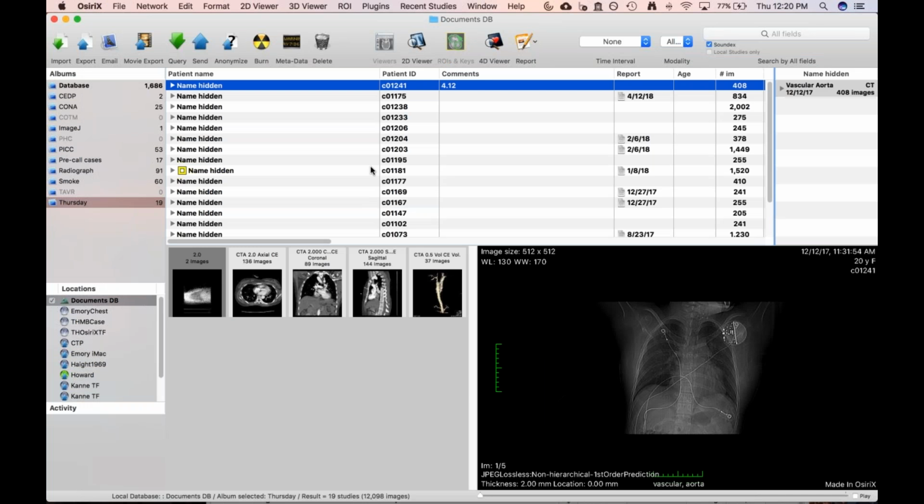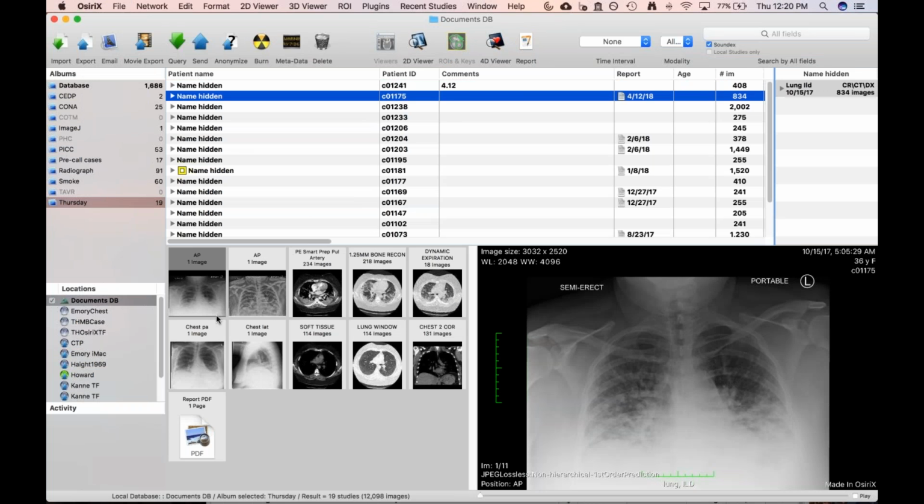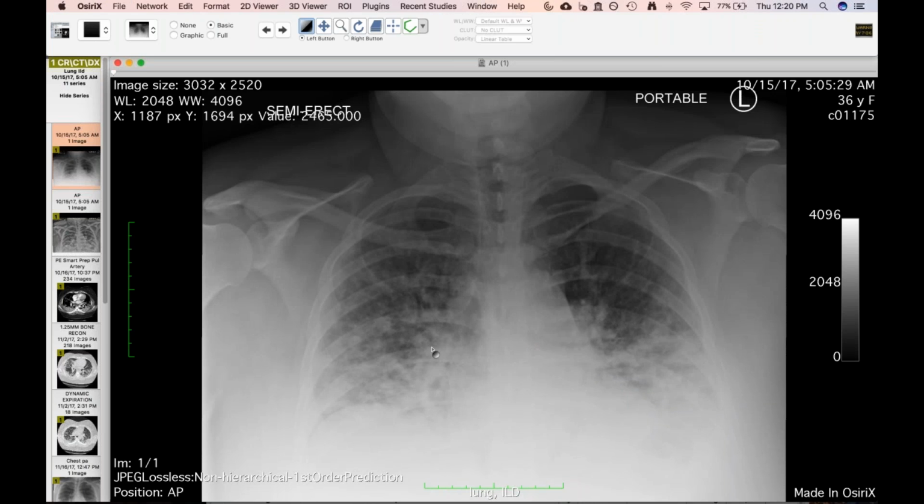So that was a quickie. This one I've been saving. This was from a few months ago and just never got around to showing it.